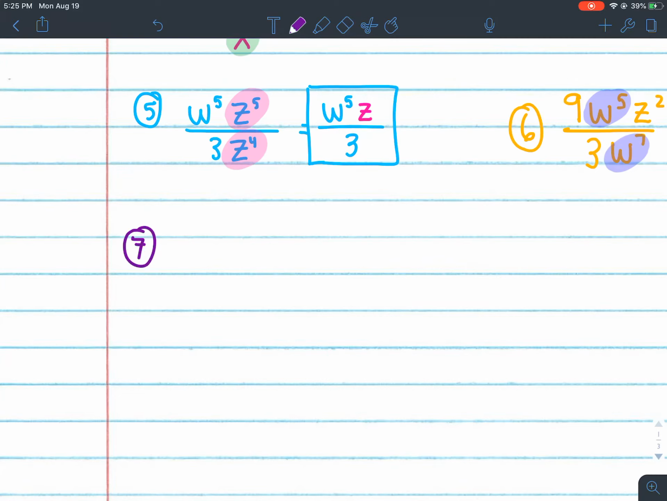Let's do a negative. So we're going to add some negatives in here. We're going to do negative 5 over 5 v u cubed, and then u to the 4th. Actually, v u to the 4th. Okay, let's do this one.